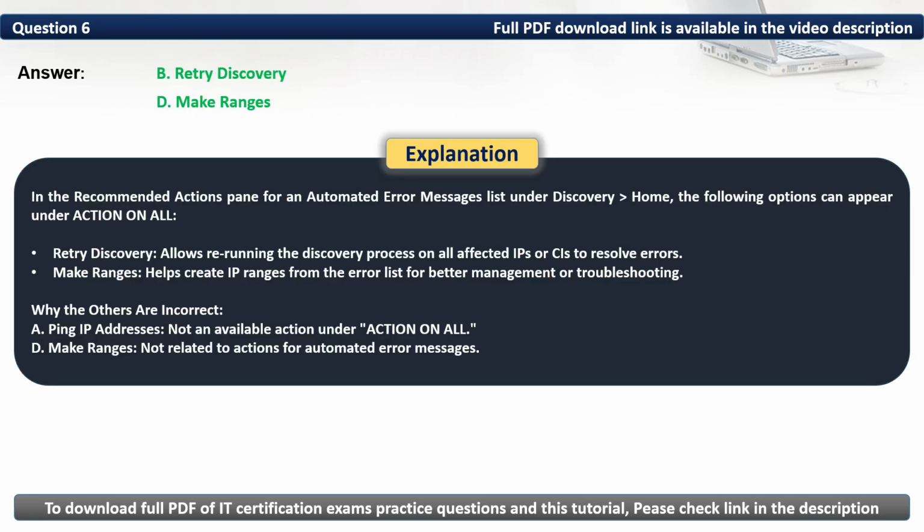In the recommended actions pane for an automated error messages list under discovery then home, the following options can appear under Action on All. Retry discovery allows rerunning the discovery process on all affected IPs or CIs to resolve errors. Make ranges helps create IP ranges from the error list for better management or troubleshooting.